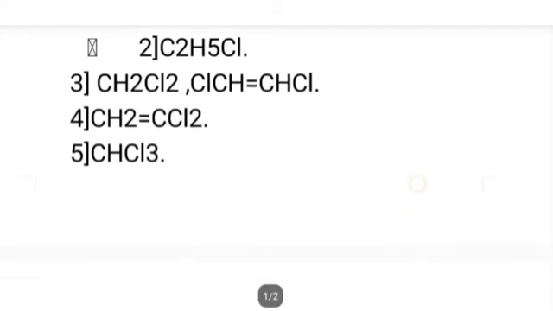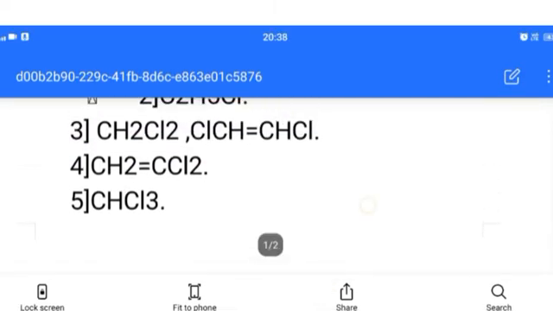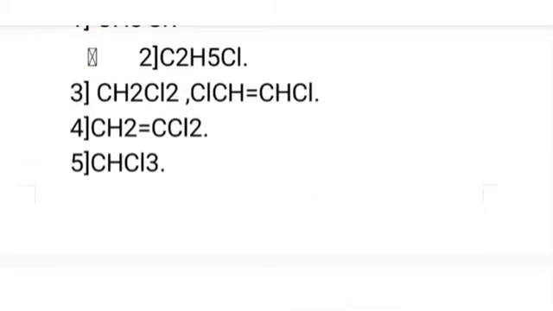And next ClCH double bond CHCl. So remember, if the halogens are present on both sides of the double bond, we also include that as two halogens. And next, even though the halogens are present only on one side of the double bond, as two halogens, it is also considered as two halogens. Okay. So CH2 double bond CCl2. If you observe properly here, the examples ClCH double bond CHCl and CH2 double bond CCl2 are similar, but based on the presence of chlorines at the double bond, they vary.